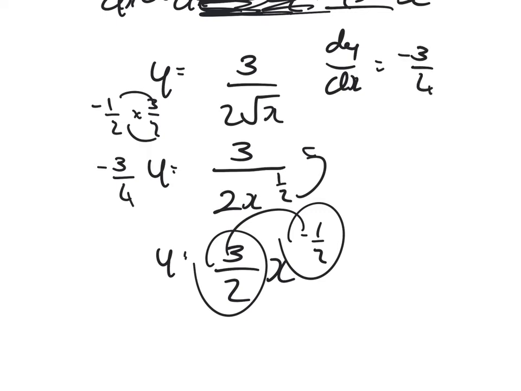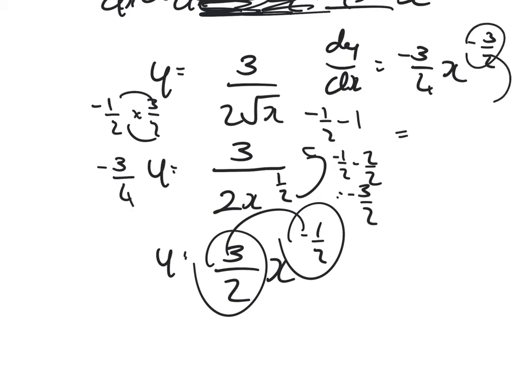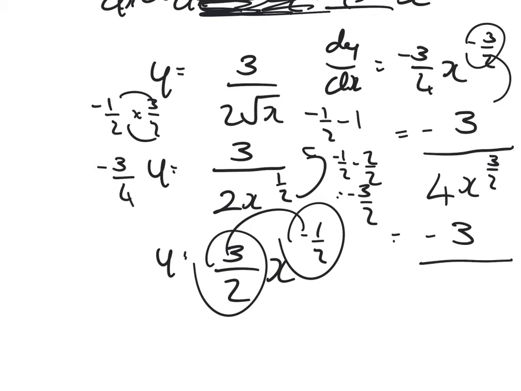So minus 3/4 x to the, so the power then is minus 1/2 take away 1, minus 1/2 take away 2 halves, which is minus 3 halves. I can then bring the power back down, make it positive. That's going to be minus 3 over 4 lots of x to the positive 3 over 2. And then finally, reintroduce the root symbol. That will be minus 3 over 4 lots of the square root of x cubed.